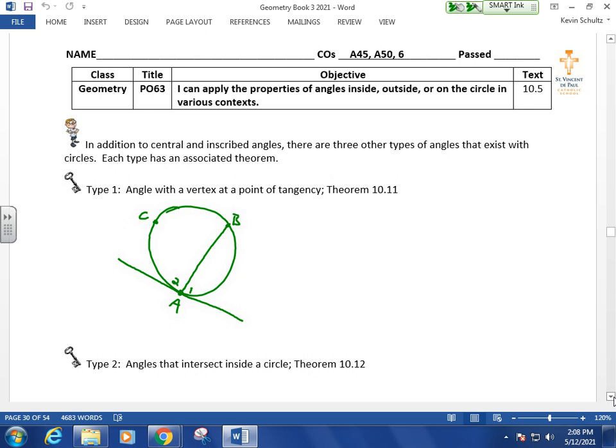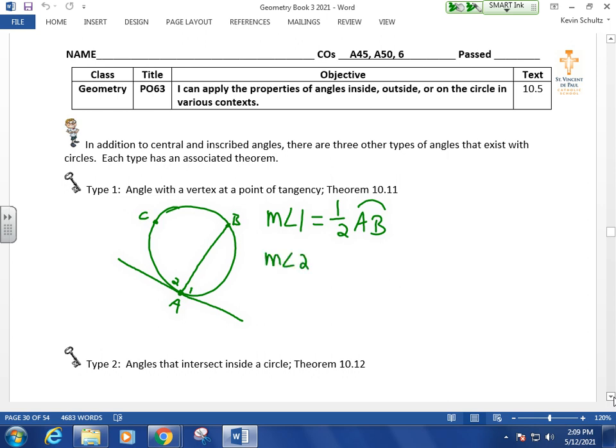Really, this is similar to an inscribed angle. So the measure of angle 1 is going to be 1/2 the measure of arc AB, just like an inscribed angle would be. It's a point on the circle. Only one of its sides passes through the circle, whereas with an inscribed angle both sides go through the circle, but being a tangent line, only one does, but its measure still follows that same rule of 1/2 of the arc.